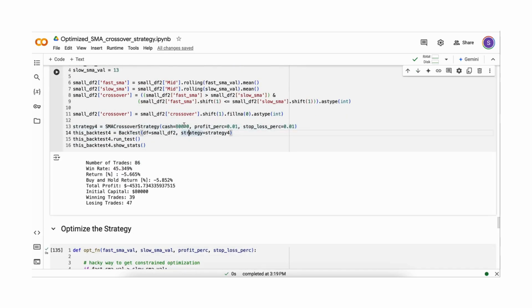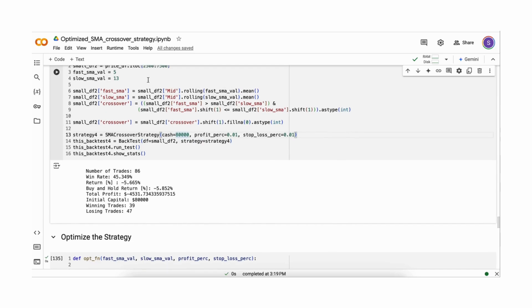So let's go back to where we were. We use the default parameters, and let's see what happened here. Our buy and hold return for this period of 5,000 candles is about minus 5.85%, and our return using this SMA strategy is only minus 5.6%, barely above the buy and hold return. And this is why I said that the default parameters may not be the right parameters for your use case.